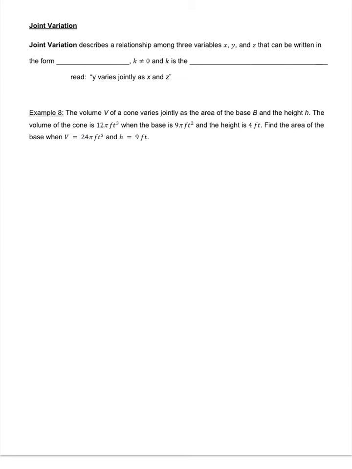Finally, we can talk about joint variation. Joint variation describes a relationship among 3 variables. We've only been working with 2 variables, and now we can introduce a third variable. It can be written in the following form. Y equals K times X times Z. Again, K must be non-zero, and it is still the constant of variation. And we read this as Y varies jointly as X and Z.